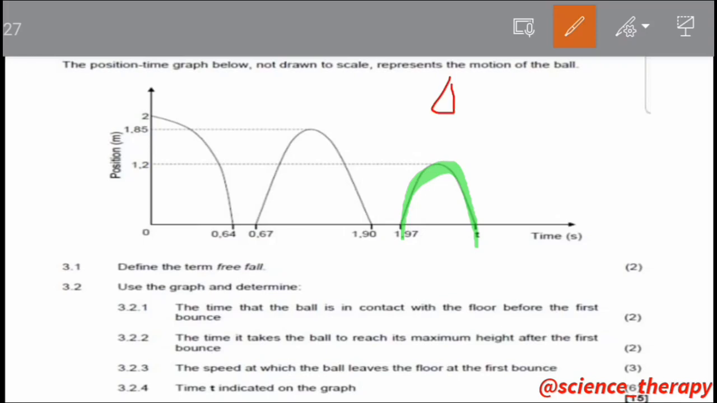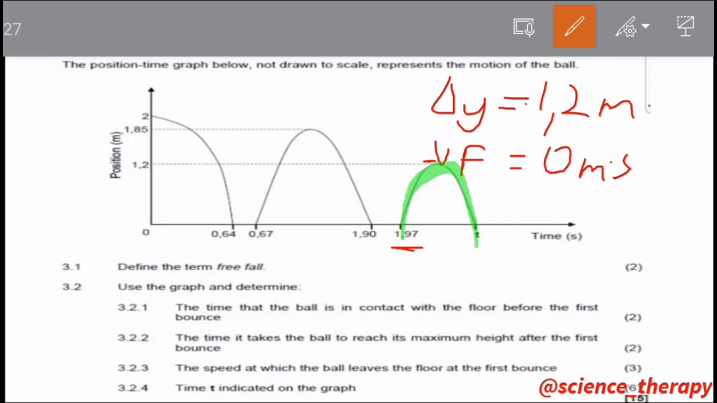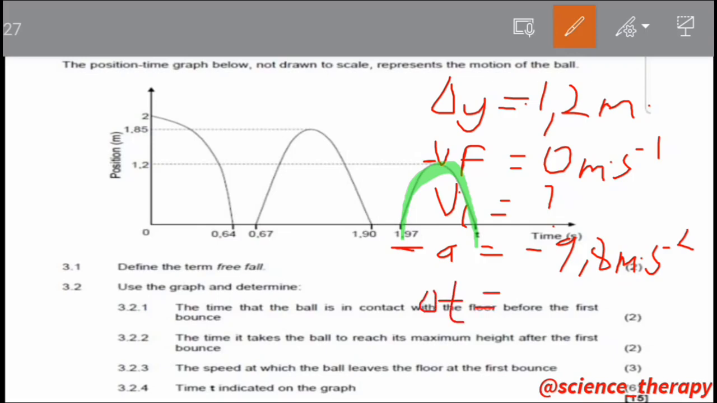Let's now take it from this point up until the maximum height. The maximum height it reaches after the second bounce is 1.2 meters, and the velocity at that height, we know at the maximum height, is 0 meters per second. Do we have Vi? We don't have Vi. And the acceleration? Remember, it is negative 9.8 meters per second squared. But they're looking for time t. Do we have time t? We don't have time t.